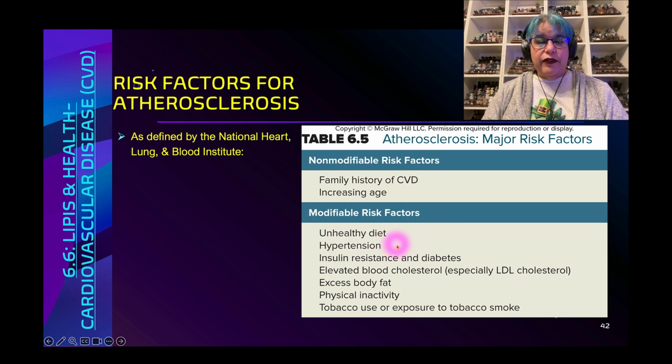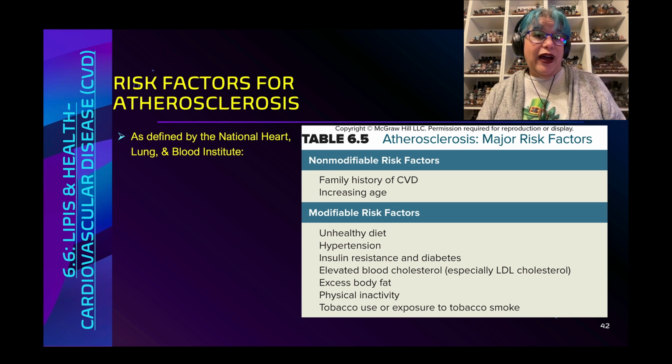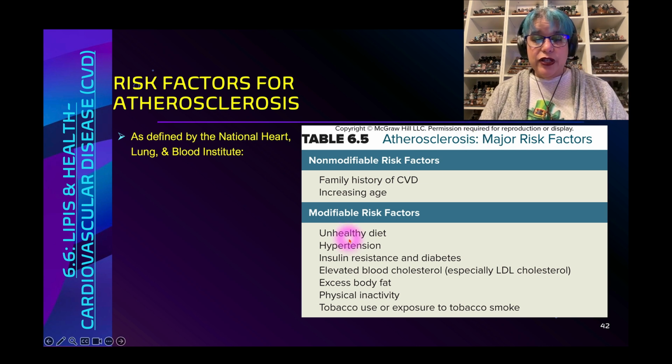Things that are modifiable. You can change an unhealthy diet. You can change your blood pressure, even if it's through medication. If you've got diabetes or insulin resistance, that's something that if you lose weight and eat healthy, hopefully you can get away from. Elevated blood cholesterol, especially the low-density lipoprotein cholesterol. Again, this is something you can help with your diet, and if you have to, you can get on medication. Excess body fat, you can lose weight. Physical inactivity, you can become physically active.